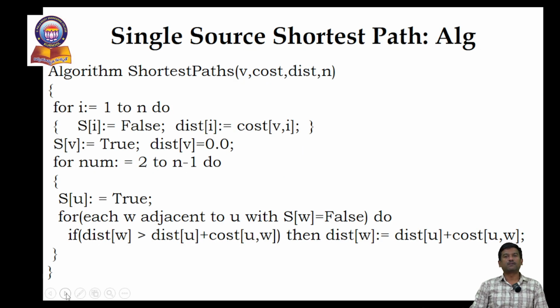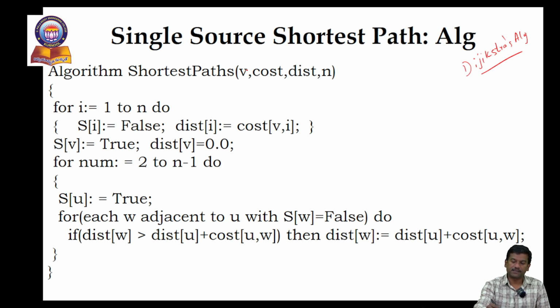And this algorithm is related to Dijkstra's algorithm, that is, the single source shortest path algorithm, which uses Dijkstra's algorithm. So in this algorithm, ShortestPaths, there are certain parameters being indicated: v, cost, dist, and n.